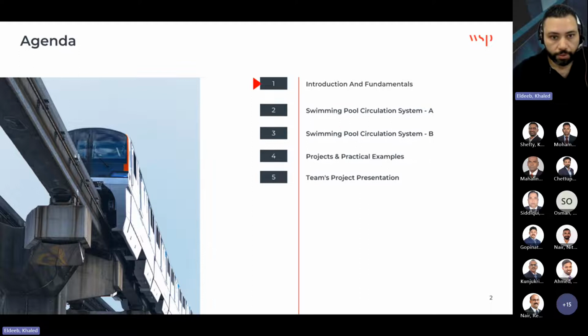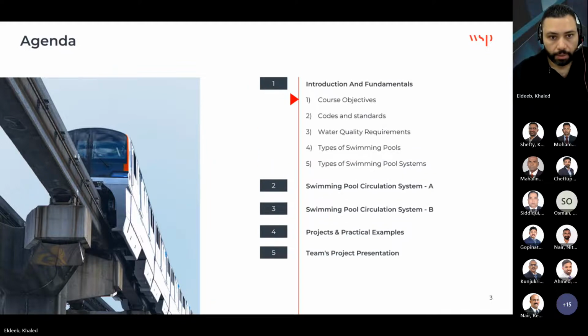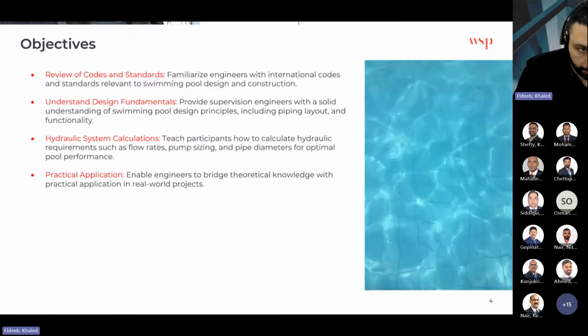Okay. So regarding today, the first session, introduction and fundamentals, you see we have 5 topics. Today we will cover 5 topics. But please note the number 5 is the most important topic. So please try to focus with me and bear with me until the end in order to avoid missing this part. Okay, so let's start with the first topic.